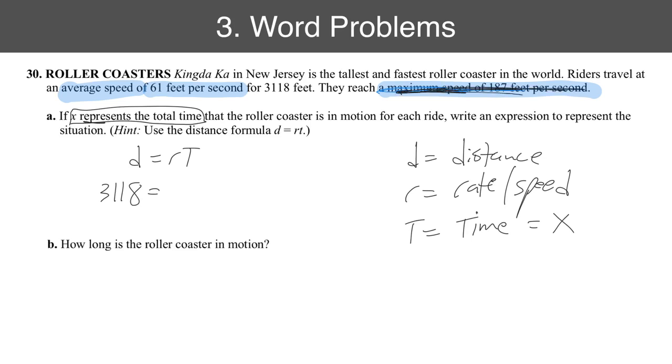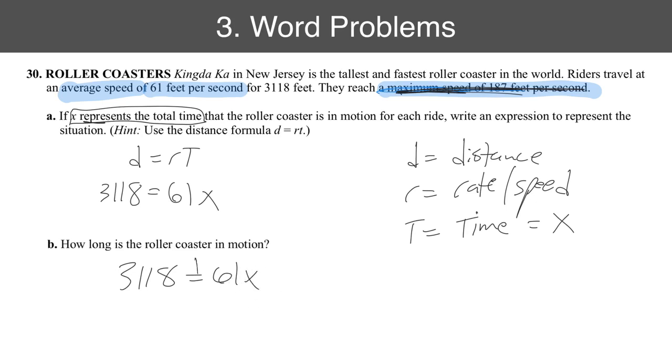So for R, we're going to use 61, and then for T, we're going to use X like it told us to. So that is your equation, 3,118 equals 61X. Then they ask us, how long is the roller coaster? So we use that same equation to figure out how long the roller coaster takes. So we're going to solve this equation for X so we can figure out how long the roller coaster takes. So x is what we're trying to solve for.